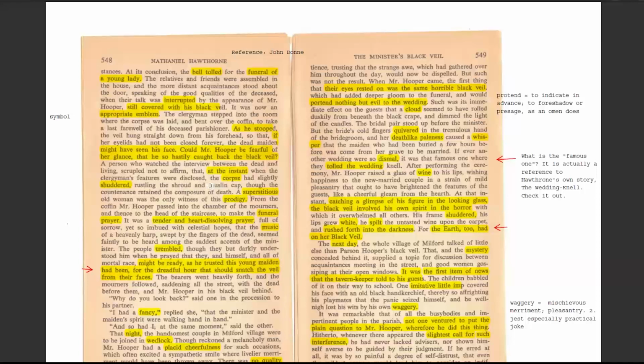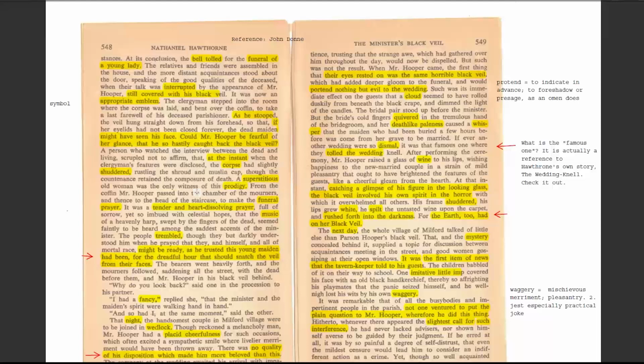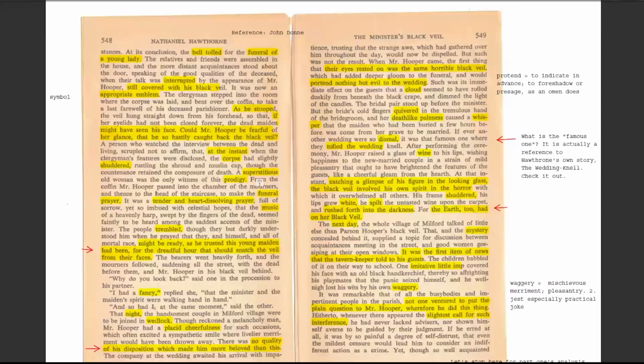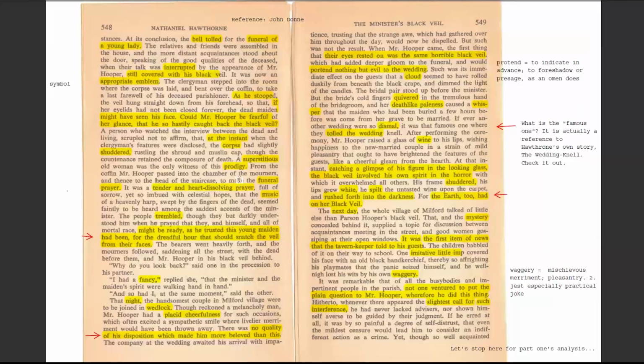You can look those words up and get an idea that these are probably Puritans, Amish people, though the countenance retained the composure of death. A superstitious old woman was the only witness of this prodigy. So a superstitious woman was the only one who saw this. And why? Well, the imagination is great, even nowadays, right?